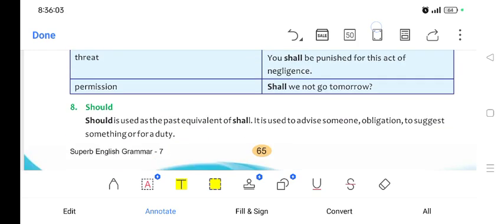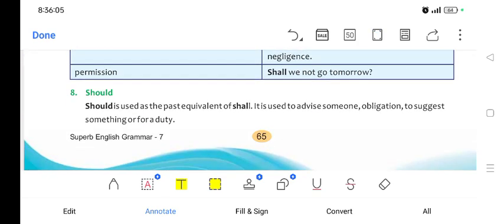Now, then should. Should is also used. It's a past equivalent of shall. It is used to advise someone, obligation, to suggest, or something for a duty.